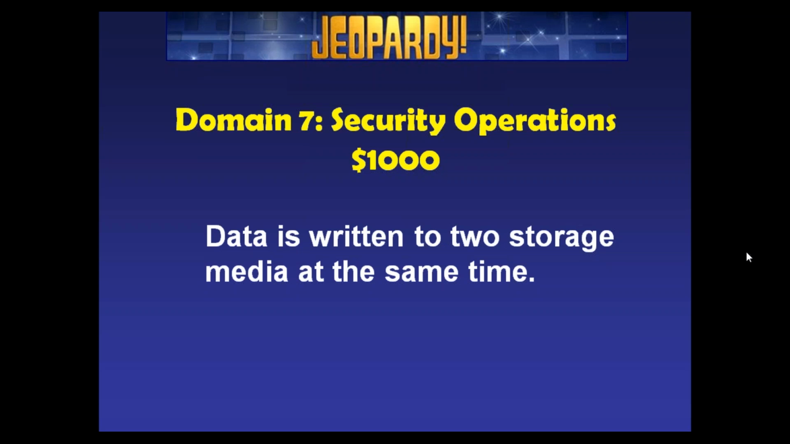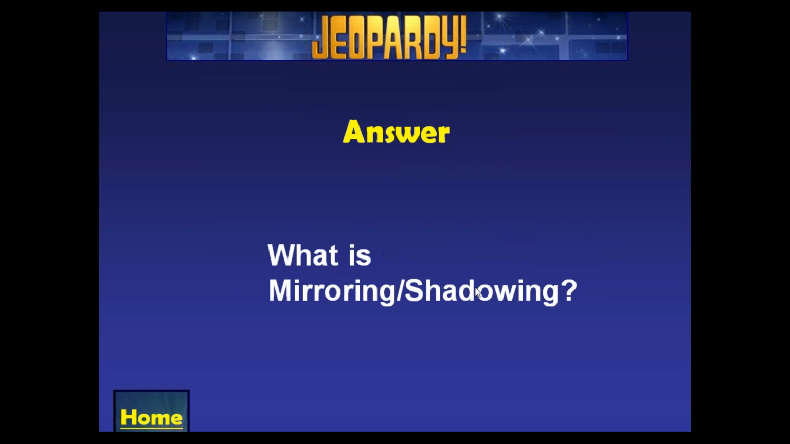I have my first correct response again from the Terminator. They use the term shadowing. Keep in mind that mirroring and shadowing are the same thing. When it comes to backing up information, mirroring and shadowing provides fault tolerance, provides redundancy. If one of the disks goes down, you still have the other one available.